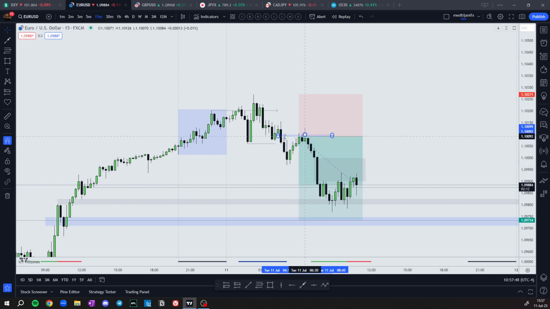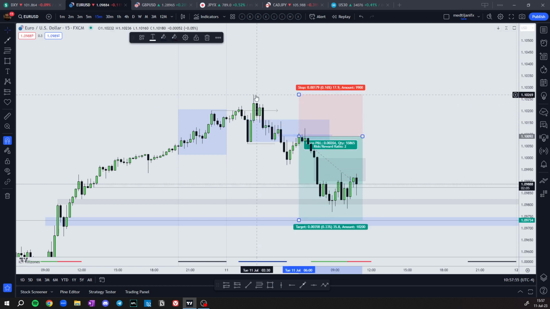Okay, just give me a second. At this fair value gap inside this breaker here, we have an entry with stop loss here.